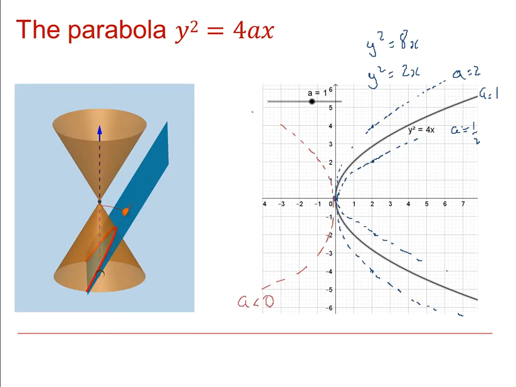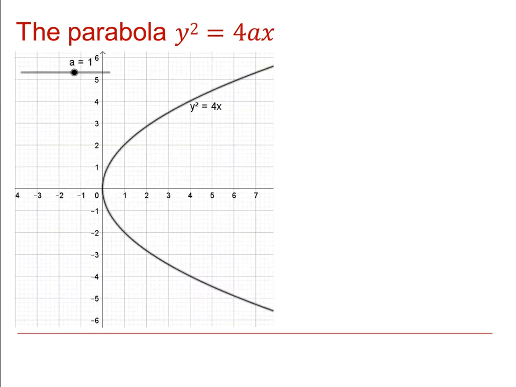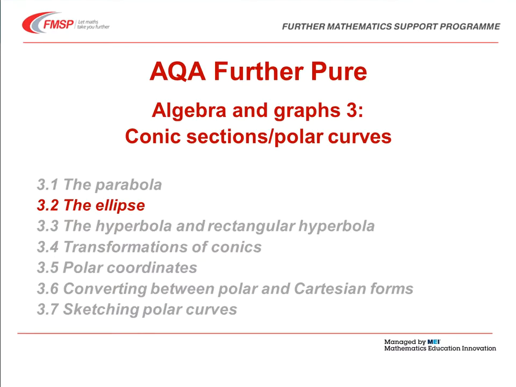Right, that's the end of this particular video, where we've considered the equation of the parabola, y squared equals 4ax. In the next one we'll be looking at the ellipse, which is one of the other conic sections.